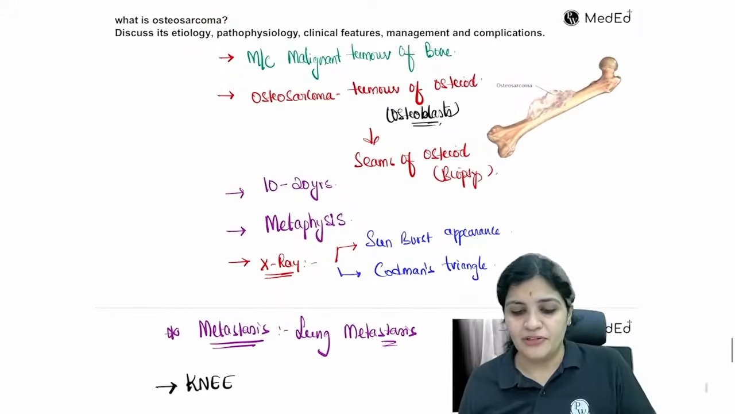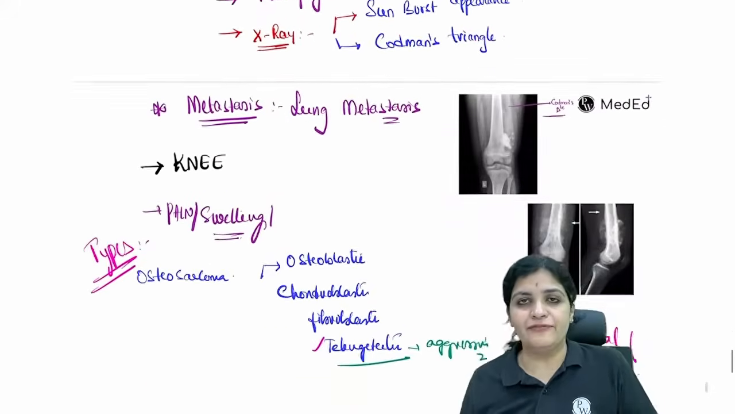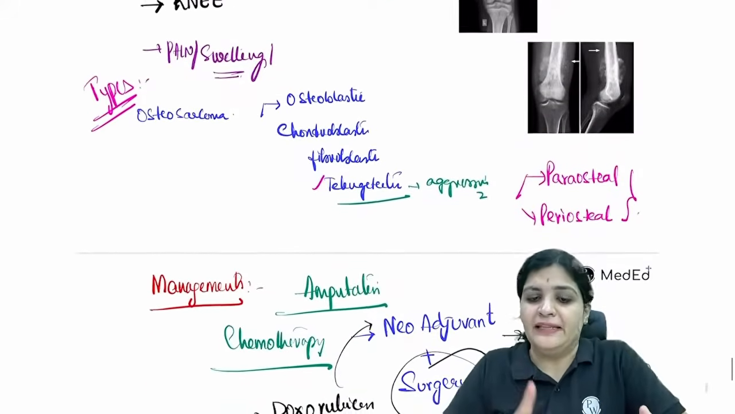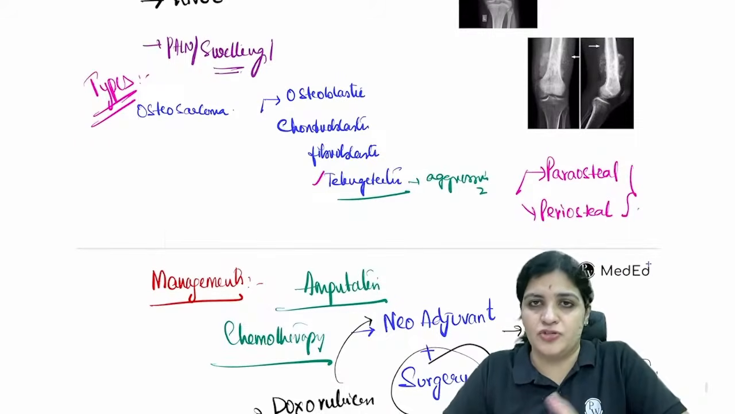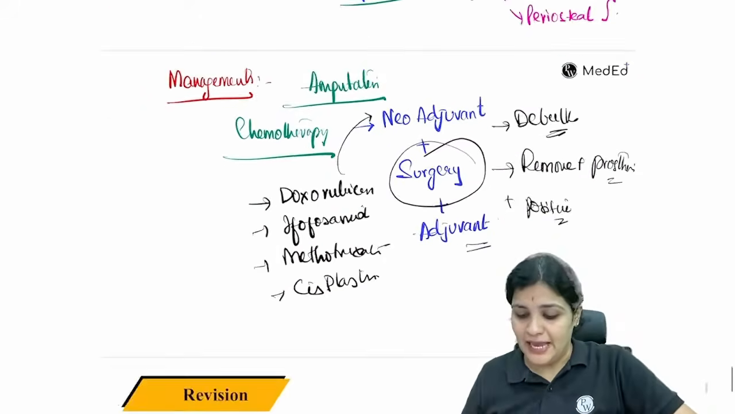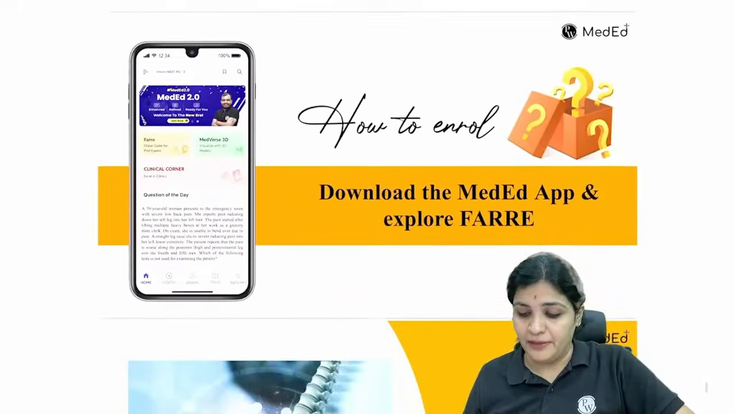Right, so this is about osteosarcoma. Now we have finished giant cell tumor, Ewing's and osteosarcoma from oncology, and chronic osteomyelitis, acute and TB spine from the infections. Hope this helps for your upcoming FMGE exam.